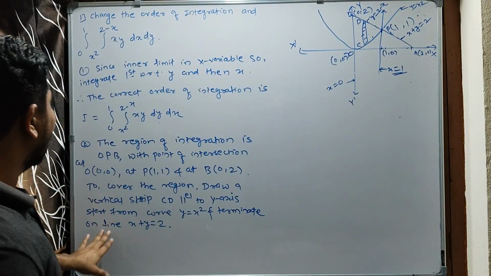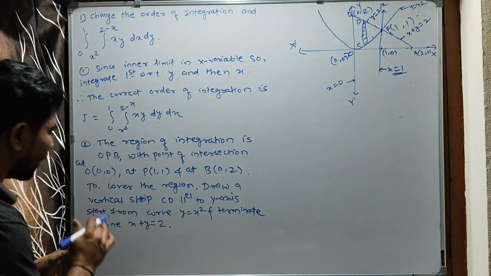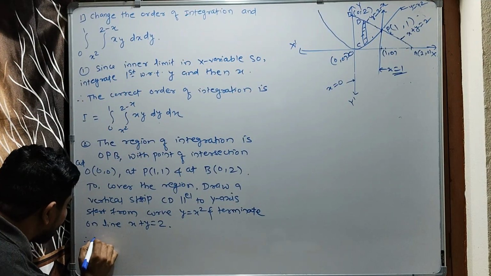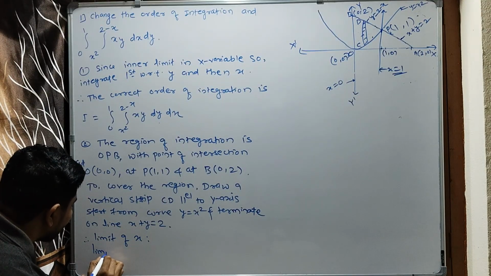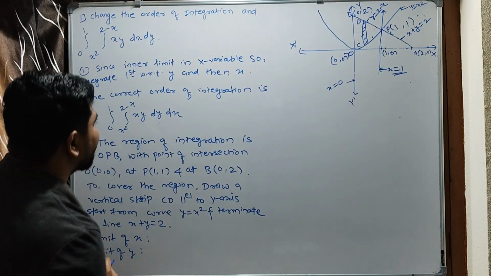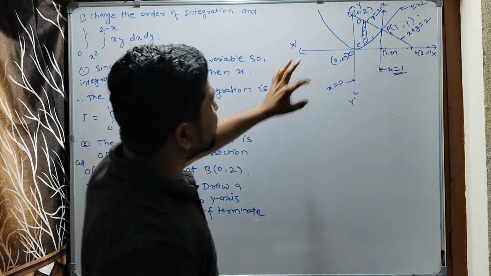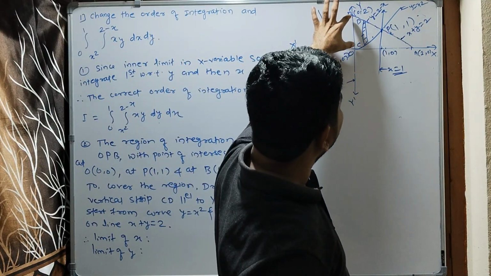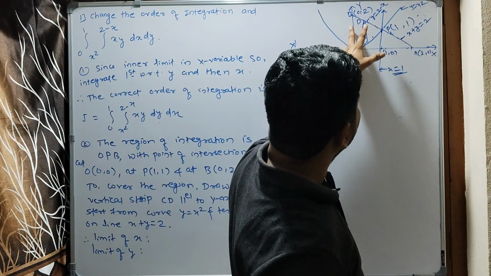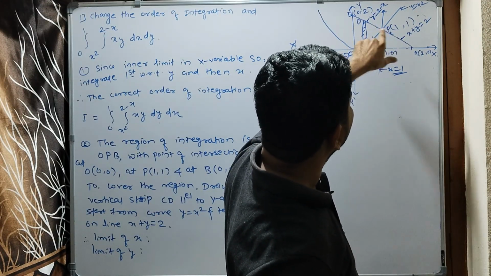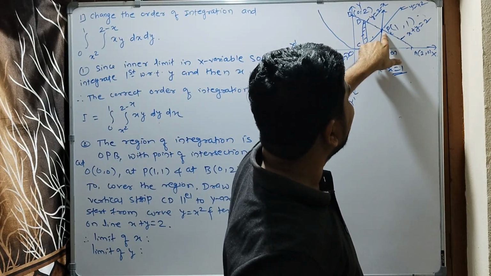Therefore I want to write the limits of x and limits of y with respect to this order, which is given in the question, but again I will write them. The limits of x start from 0 to 1. My strip moves from this point OB to this point to cover the whole region. So along the x-axis my strip moves from here to here. At this point the value of x is 0, and at this point the value of x is 1.